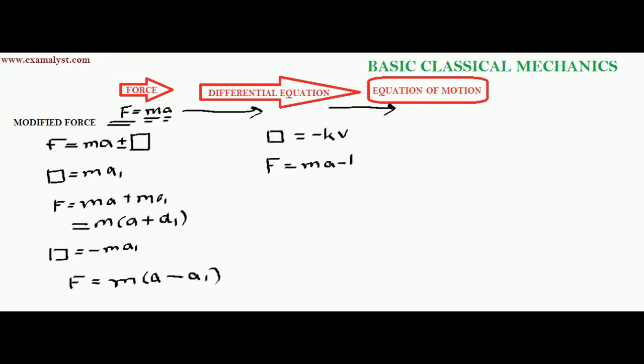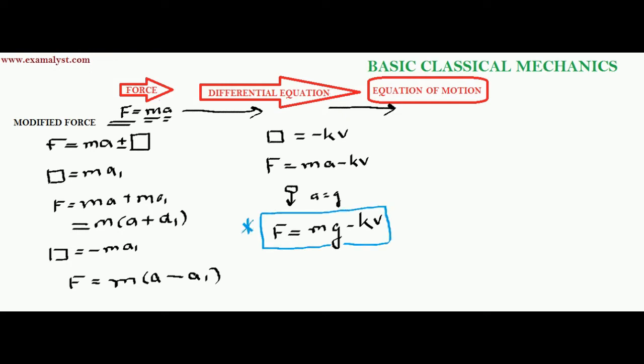minus kv. Now when I consider a ball falling under gravity, then acceleration becomes g. So this will become F equals mg minus kv. So although we have made the required modification to the force equation, what is the physical interpretation of this type of modification?